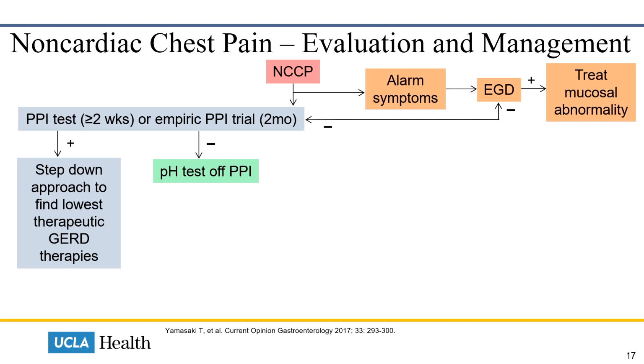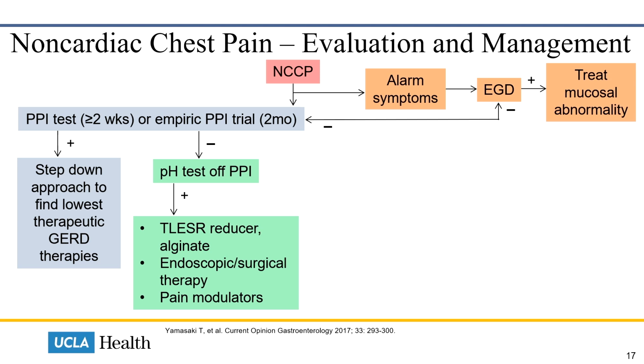If the pH test is positive, you can add on further GERD therapies. That includes baclofen, which reduces transient lower esophageal sphincter relaxation, and alginate therapy, such as Gaviscon, which has a barrier effect. You can consider endoscopic and surgical therapy. And I always say these things don't necessarily always exist independently of each other, right? You can have someone with GERD and also esophageal hypersensitivity. And you can also consider using a pain modulator in these patients.